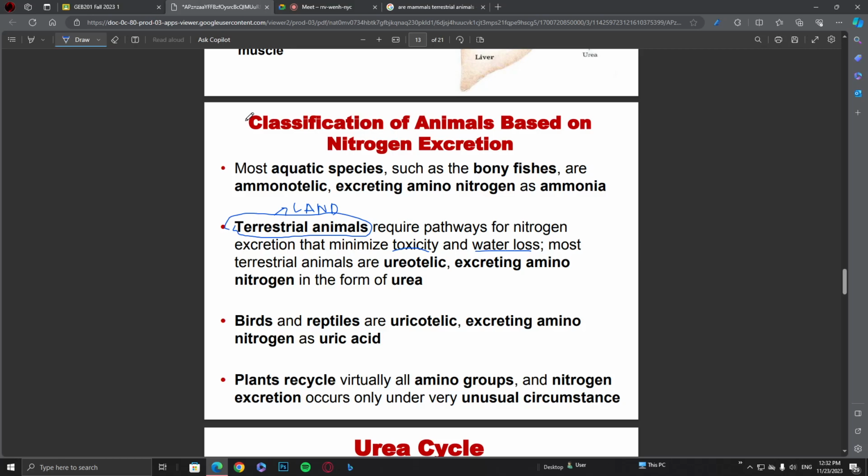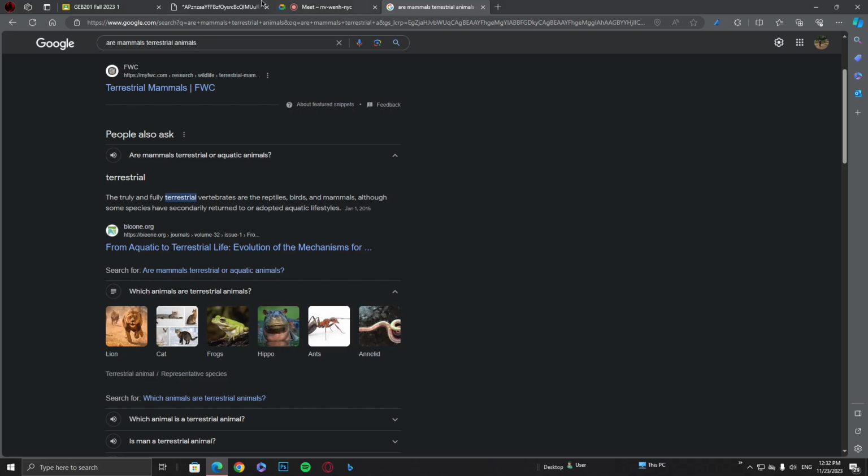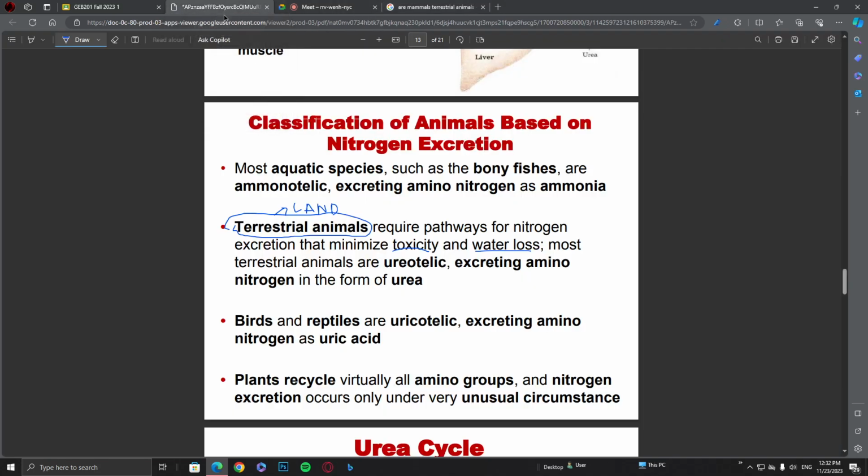What about reptiles? Reptiles can also go to the water. Huh? Cannot. Snake can go to water. Hmm? What is it?